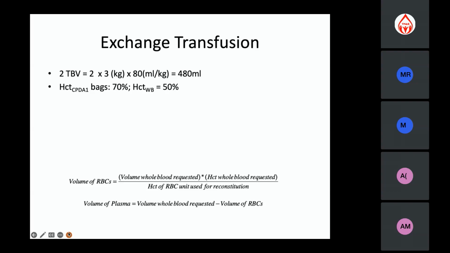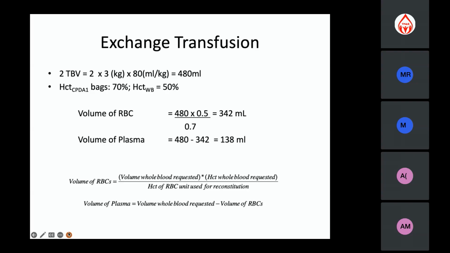We are planning a 2 volume exchange transfusion, with a body weight of 3 kilograms in the newborn. For calculation purposes, for newborns we usually take 80 ml or 90 ml per kilogram body weight. So it is 2 times the blood volume: twice 3 into 80 ml per kilogram comes to around 480 ml, the volume of whole blood requested in this patient. The hematocrit of the CPDA bags is usually around 70%, and the hematocrit of whole blood requested is 50%.